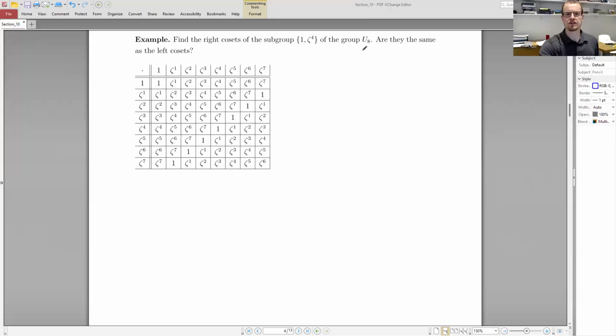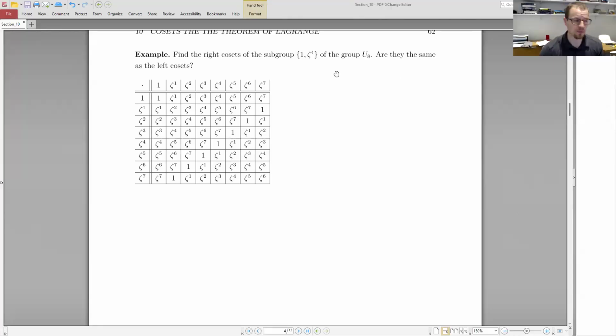Welcome to the office. We want to take a look at computing some right cosets. Once we do that, we'll compare them to the left to see if they're the same. All right, so we're working with the same group and the same subgroup that we were in the previous video. And in this case, I want to multiply on the right to determine the right cosets.